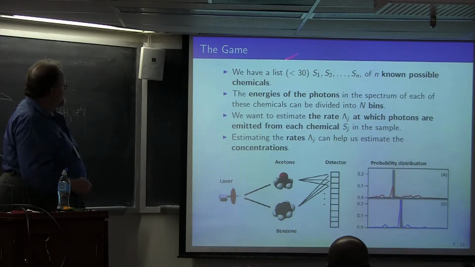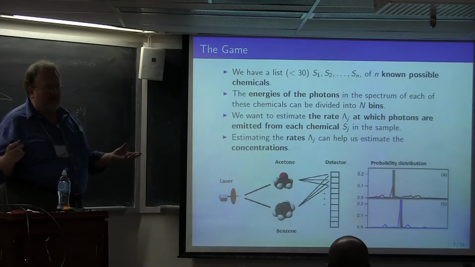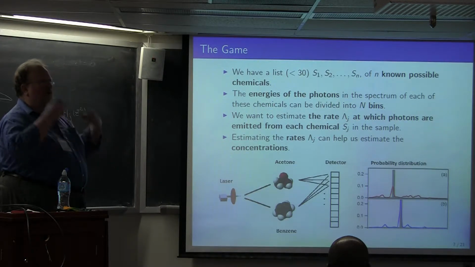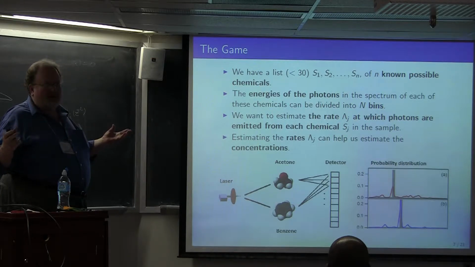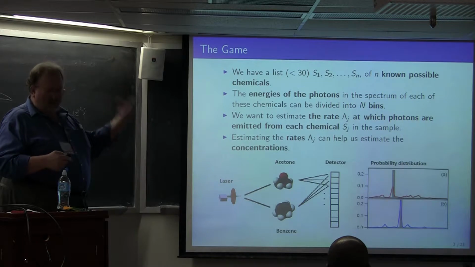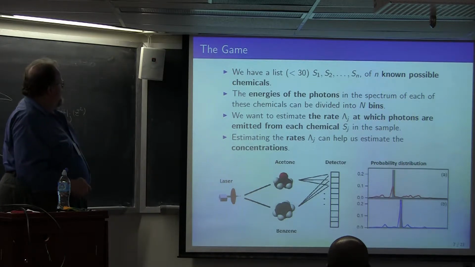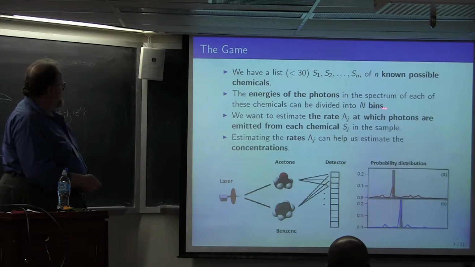Okay? So here's our game. We have a list of n known possible chemicals. So think you're in a refinery, okay? And you have a pipe, and you want to know what's going down the pipe. Well, you only have about 10 options. Okay, it's heptane, it's octane, it's propane. It's limited. And you know what the energies of the photons in the spectrum of each of these chemicals are, and you can divide them into little discrete bits.